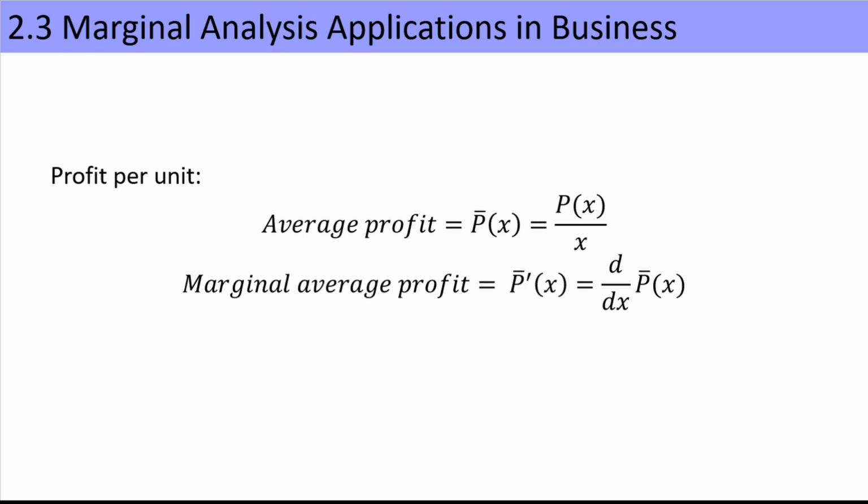And finally, the profit per unit. The average profit, denoted P bar of x, is defined as P of x over x. That is the profit function divided by x. The marginal average profit, denoted by P bar prime of x, is defined as the derivative d/dx of the average profit function.